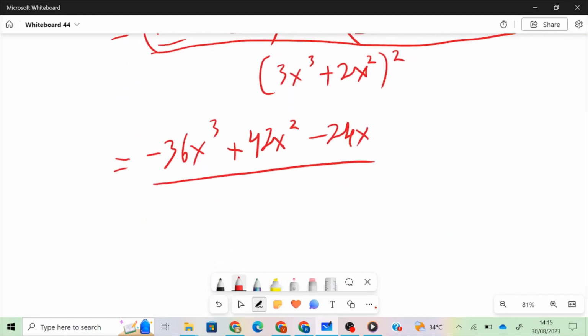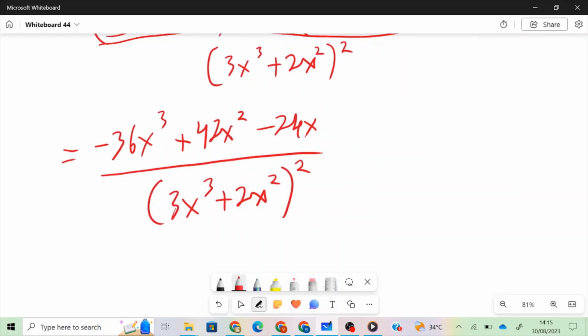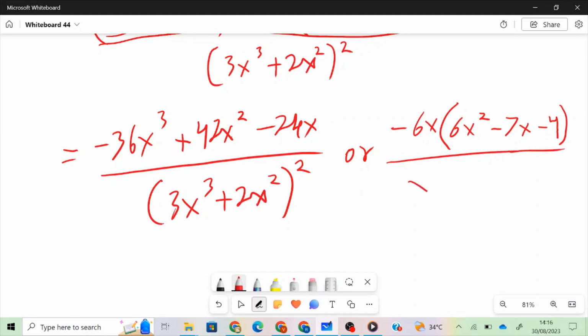All over 3x cubed plus 2x squared, all squared. You can leave your answer like this, or you could go the extra step and simplify. You can say minus 6x into 6x squared minus 7x minus 4, all over x cubed into 3x plus 2, all squared.